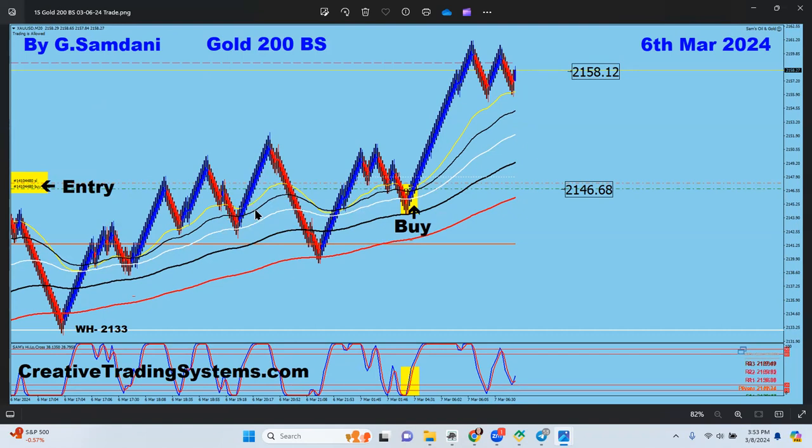So I don't even show that. Forget about it. But this one is, again, open up here and then went all the way there from 2146 to 2158.